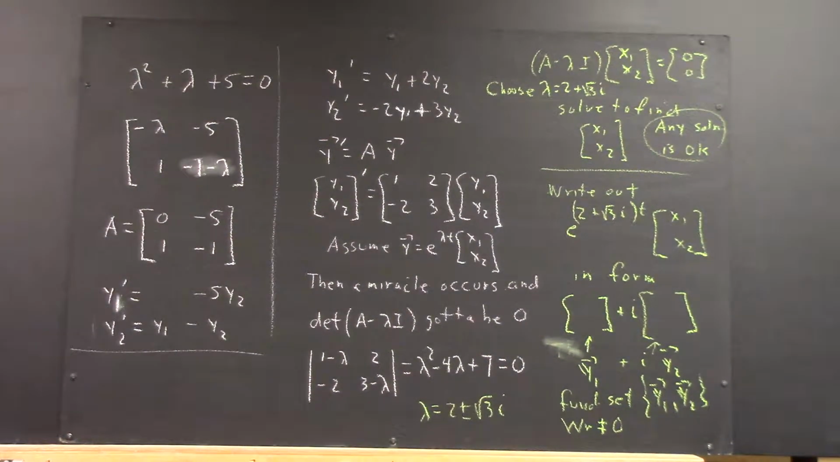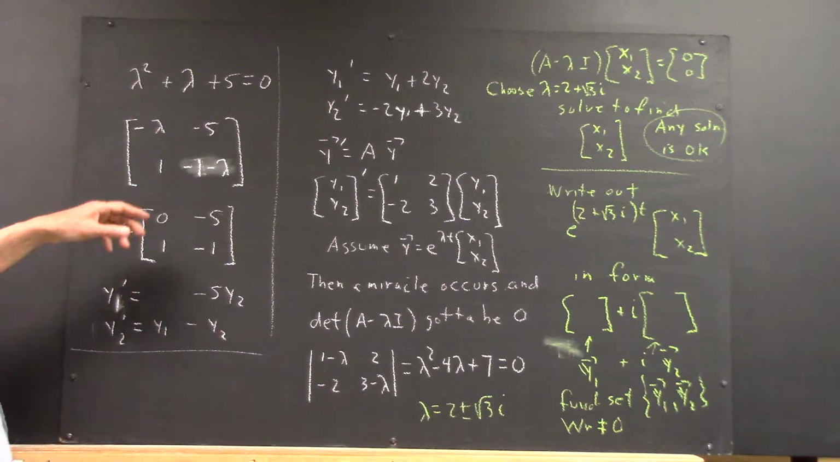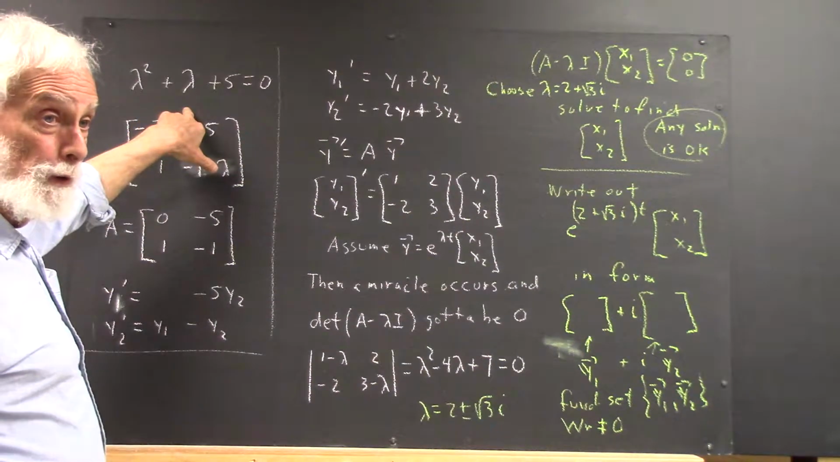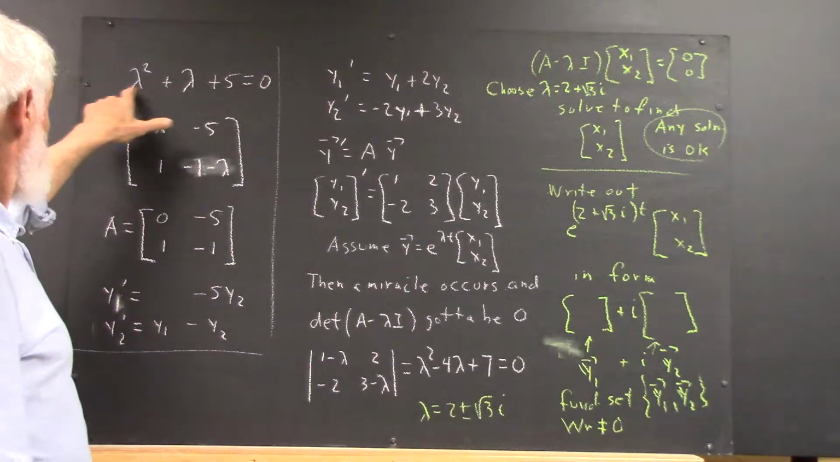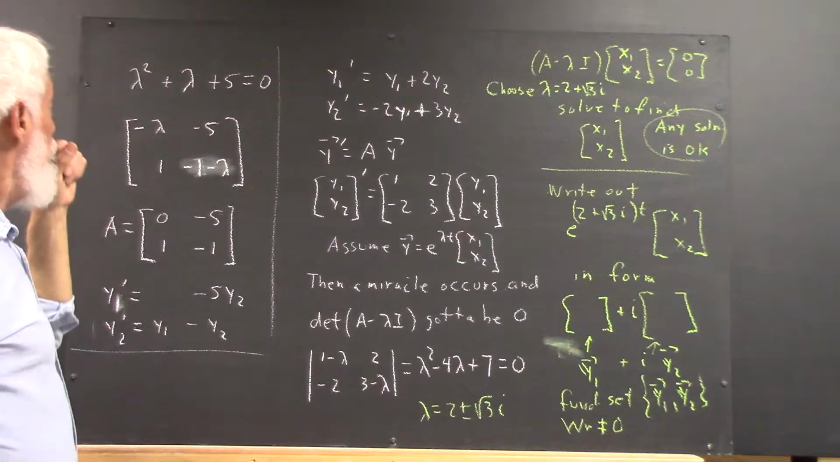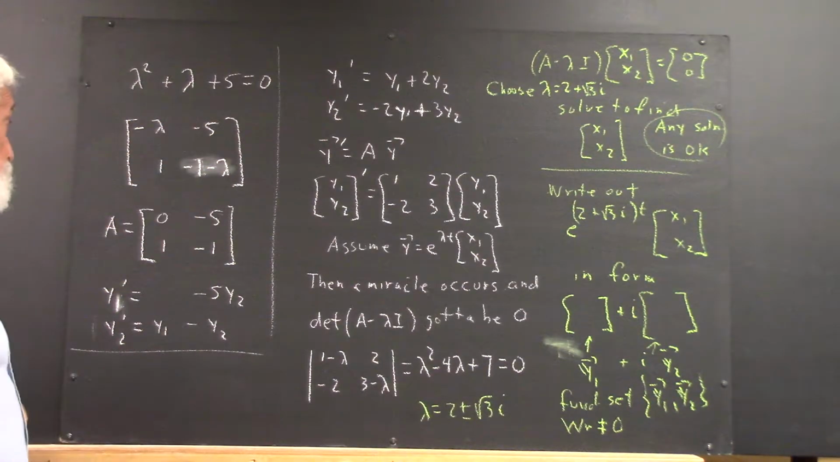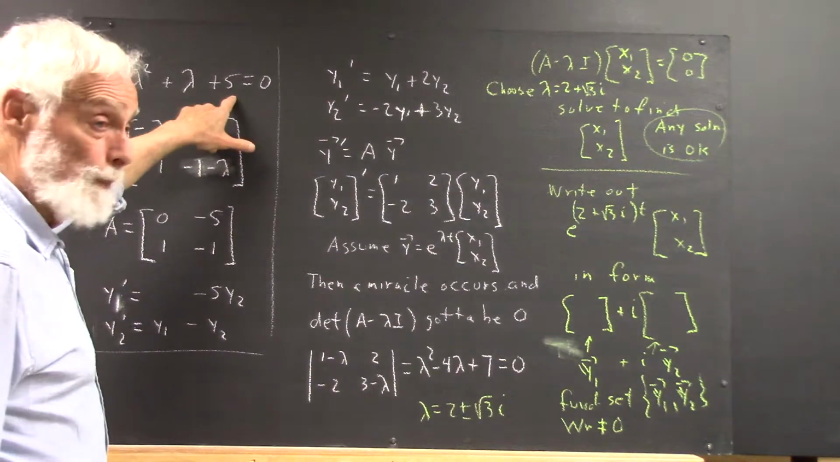Okay, I decide what characteristic equation I want. Now I just asked the class, I said, okay, we're going to do lambda squared plus some multiple of lambda. What multiple of lambda do you want? Somebody said 1. Okay, lambda squared plus lambda.